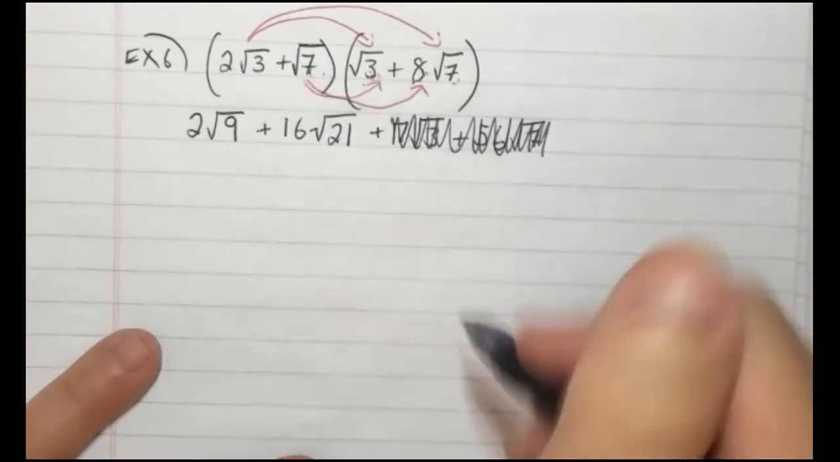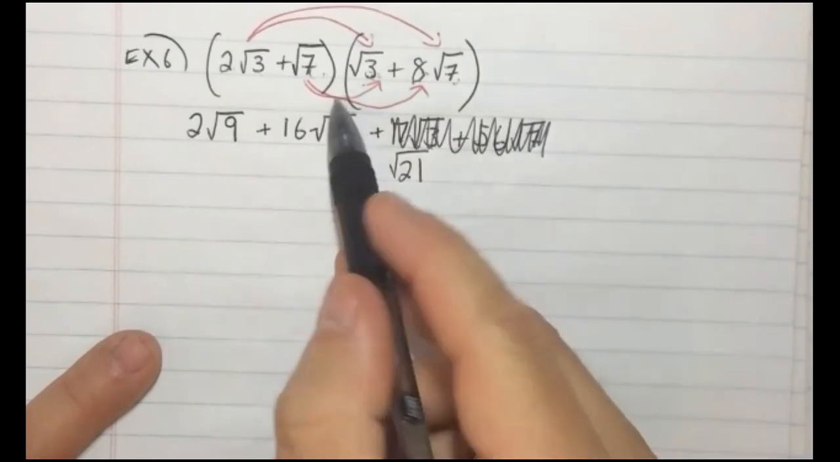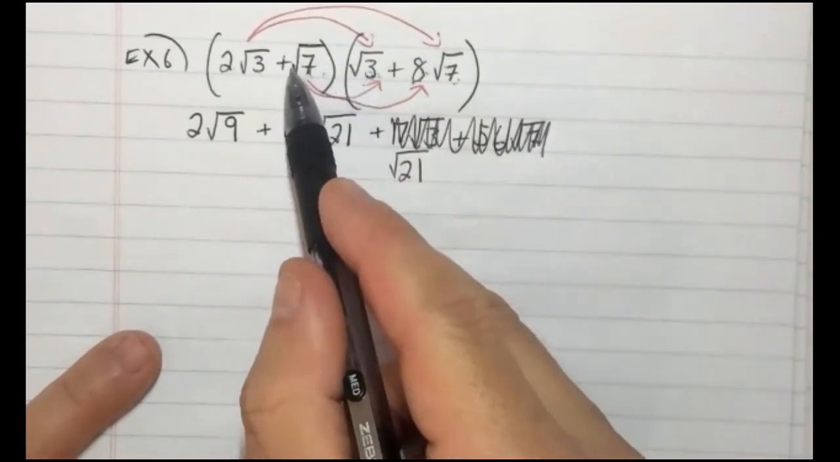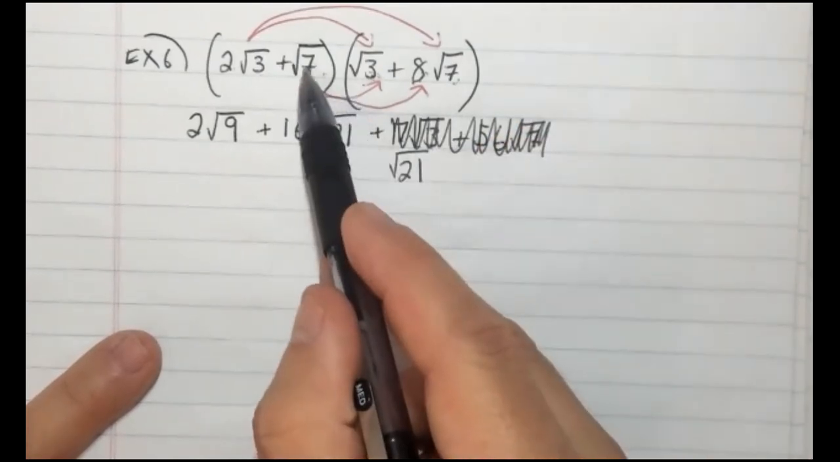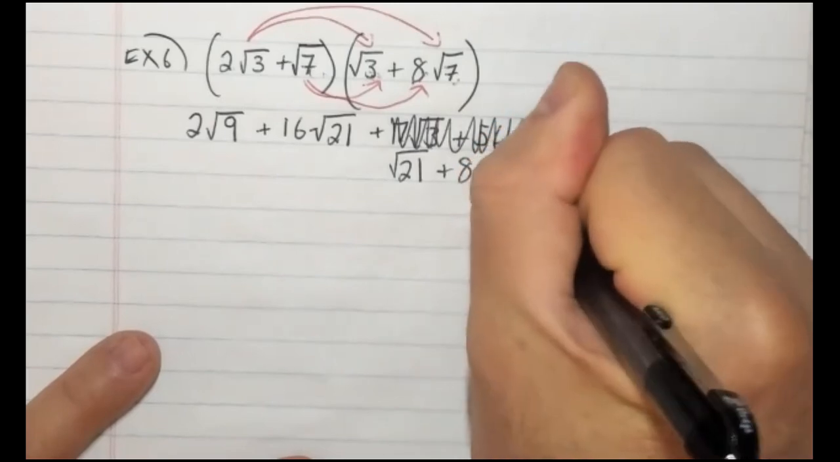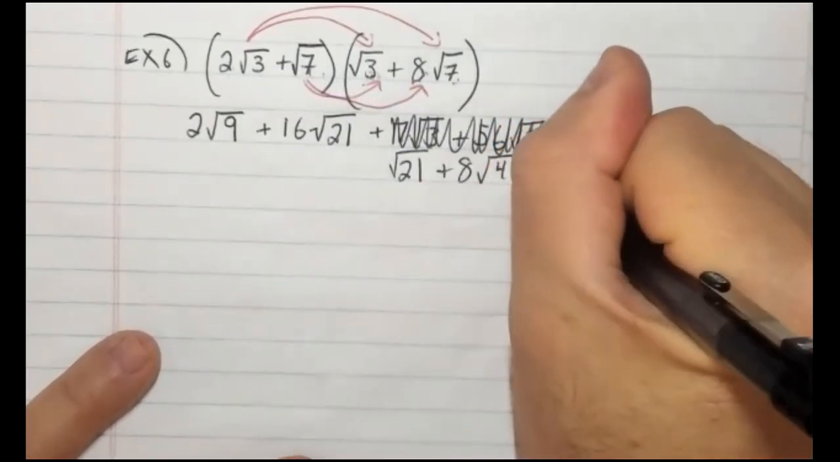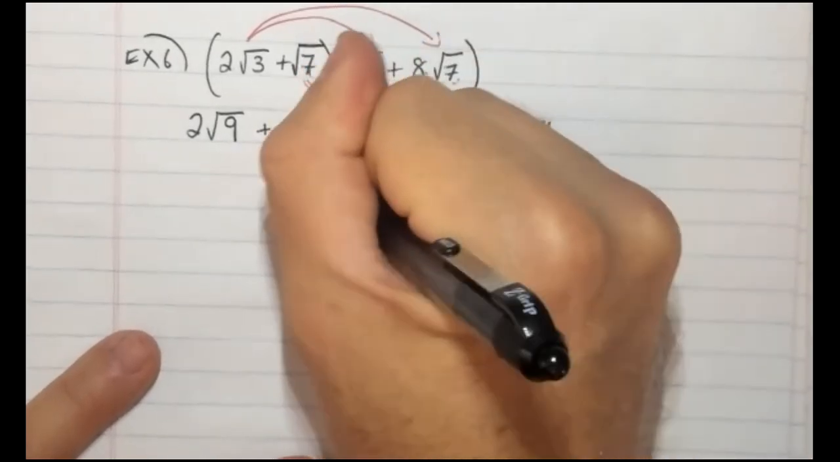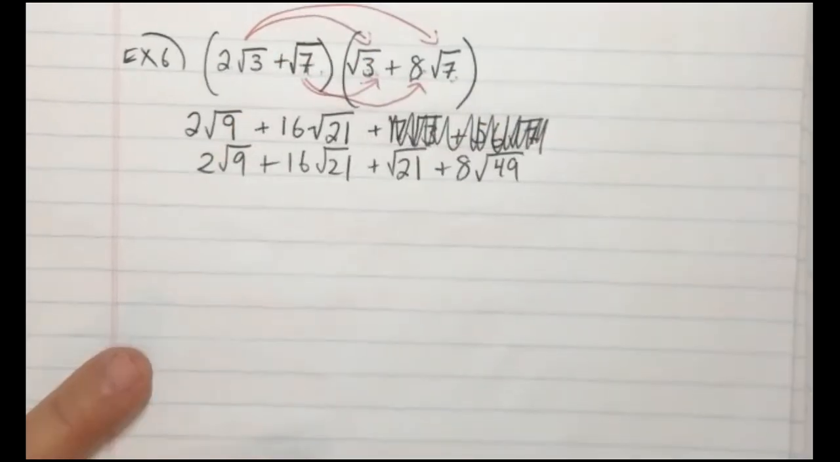Square root of 7 times 3 gives me square root of 21. There are coefficients, it's 1 times 1, so really this is a 1 here. And now let's do the next one. There's a 1 times 8, so that gives me 8. And then 7 times 7 gives me 49. So I'm just going to rewrite these. I'm going to move these other ones down since I kind of messed up a little bit on this problem. All right, so this is what it looks like.